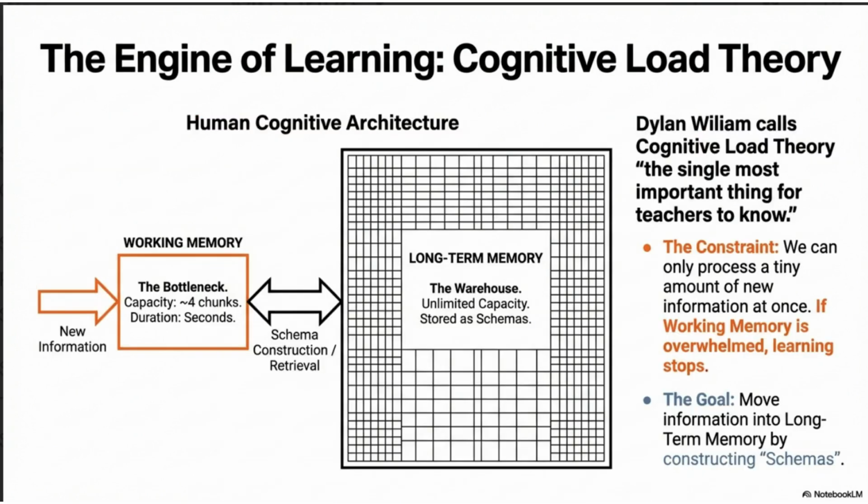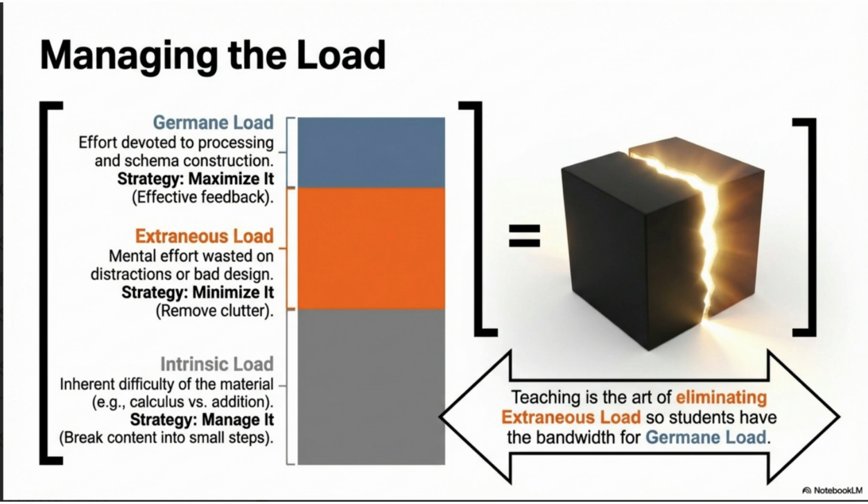Cognitive load theory is key to understanding learning. The bottleneck is working memory, which has a tiny capacity. The goal is to move information into long-term memory by constructing schemas. Overwhelming working memory stops learning. We manage the load by maximizing germane load, minimizing extraneous load, and managing intrinsic load. Teaching is the art of eliminating extraneous load so students have bandwidth for germane load.